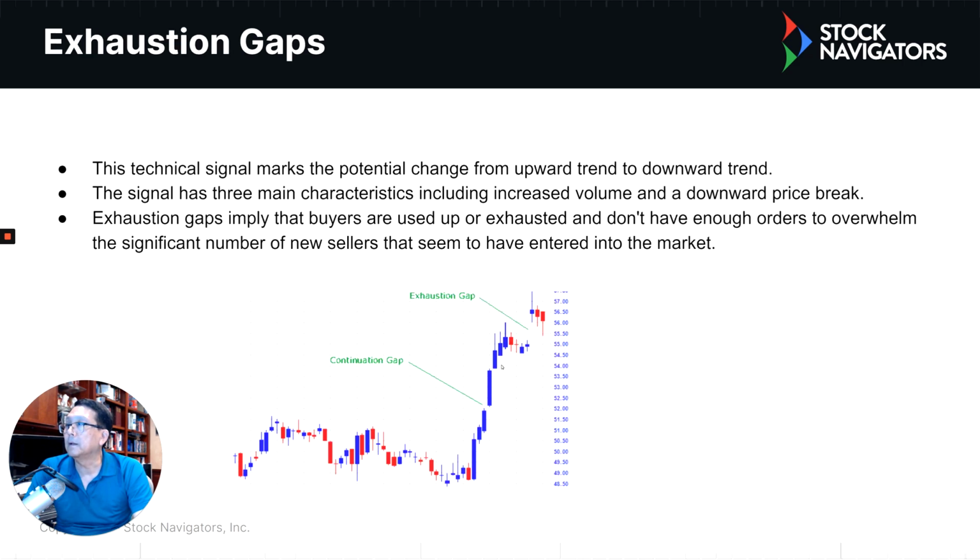Okay, and the next one they call an exhaustion gap. Exhaustion gaps happen near the end of a good uptrend or downtrend. So they are many times the first signal of the end of that move. They are identified by the high volume and the last price difference between the pivot day close and the new opening price. They can easily be mistaken for a runaway gap if one does not notice the exceptionally high volume.